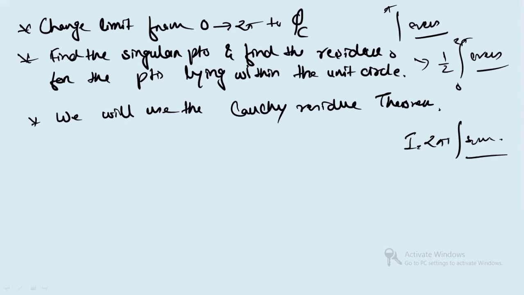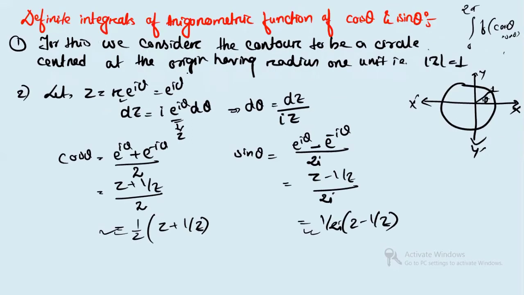So what are the steps? The first is you will consider the contour to be a circle centered at the origin having radius 1. Secondly, you will put z equal to r e to the power i theta and you will substitute d theta, cos theta and sin theta, whatever is given to you.